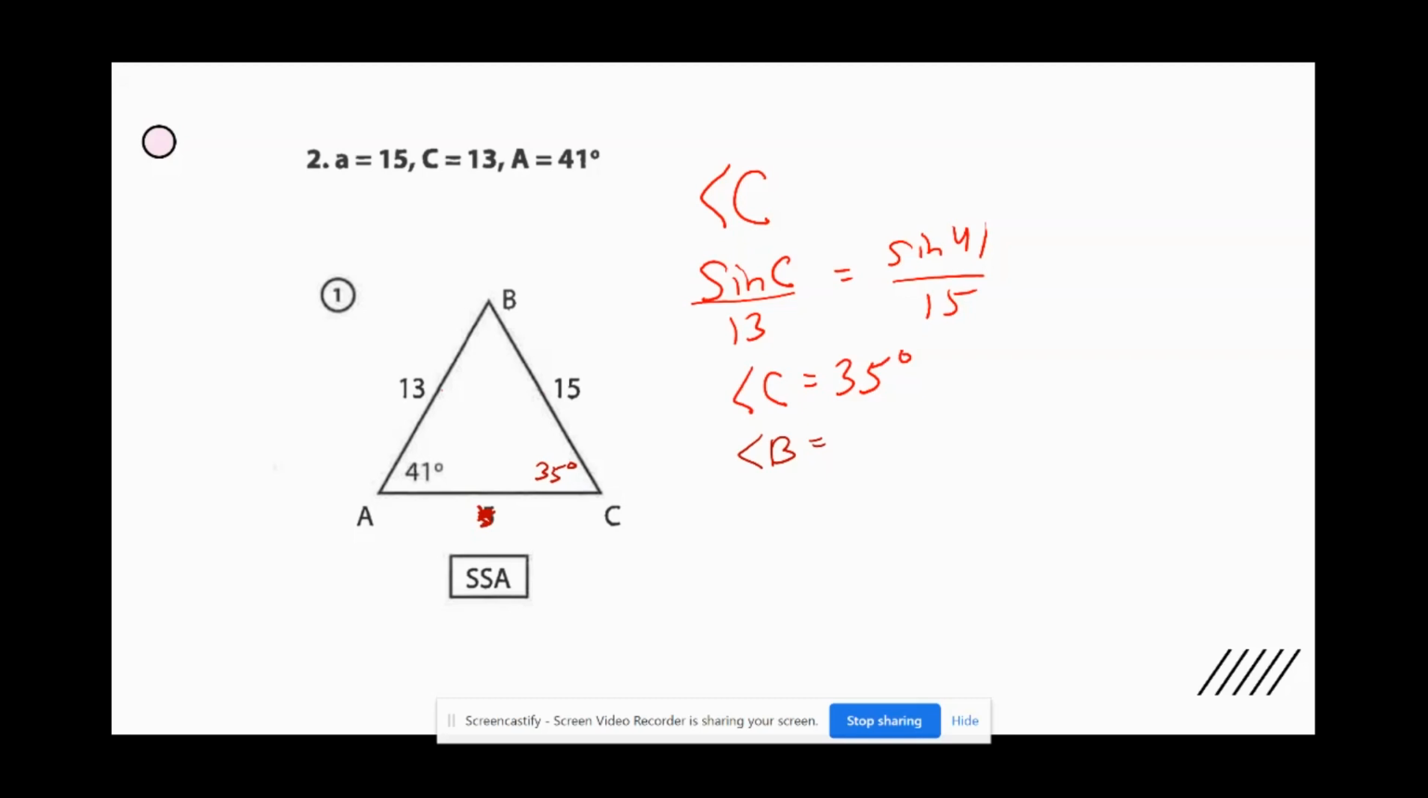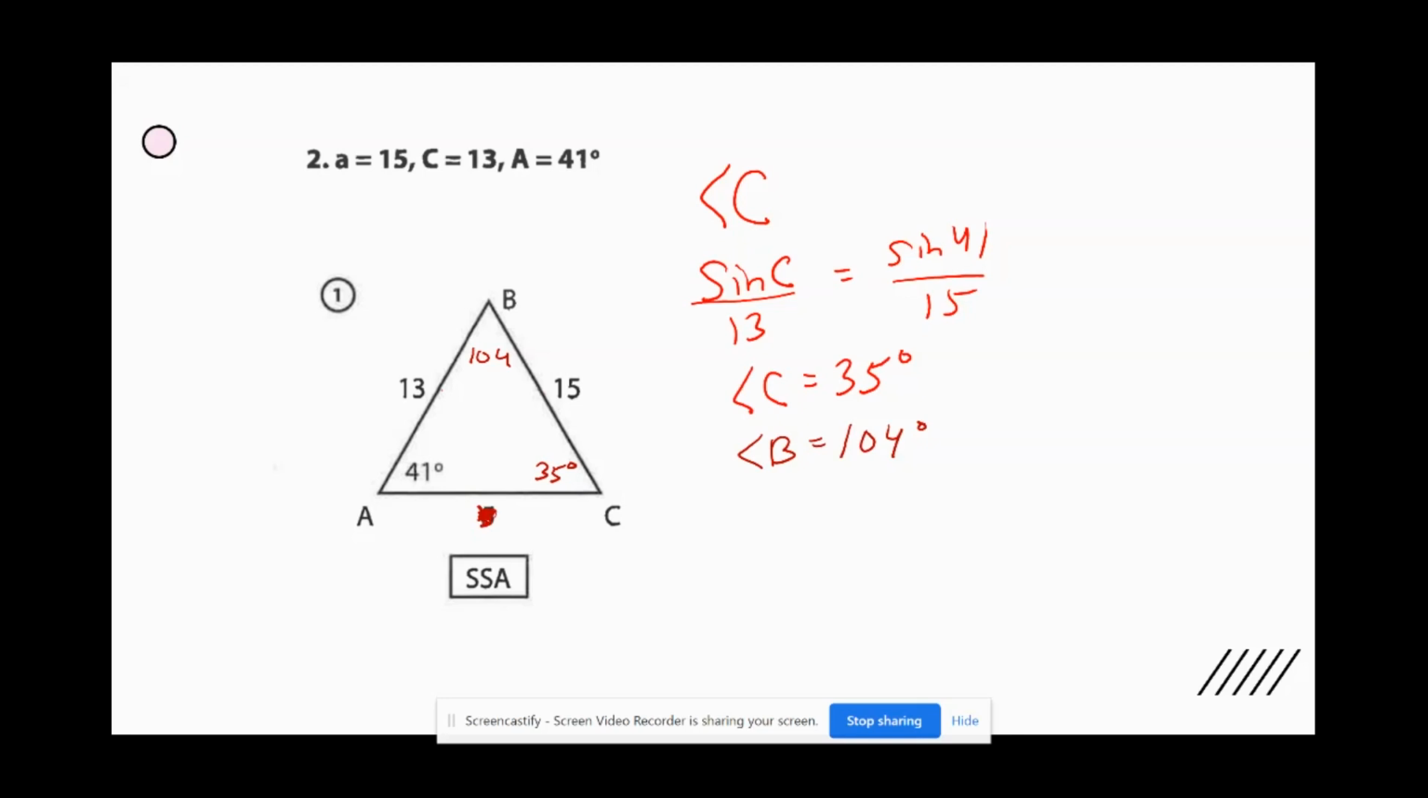And then subtract from 180. And I get angle B as 104. All right. Now, what else are we missing? We need to get side B. Side B right here.